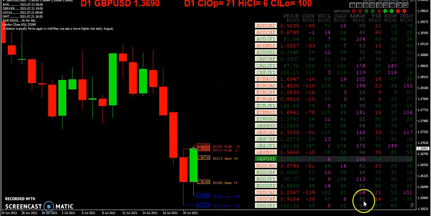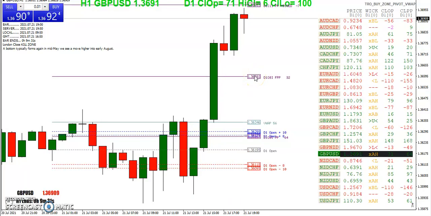Range, got a bunch of pairs over 100 once again. Pound clocking in at 106. See, we broke the previous day's high once. And once again, looking at the buy zone here.